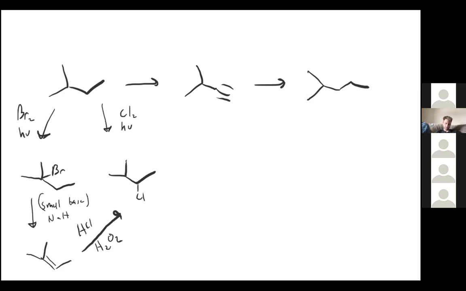Either of these would be acceptable. So having this group on this secondary position is advantageous. We can then eliminate it. We're going to want to use a large base because looking at where our alkyne is, we're going to want to form our double bond in this position. Tert-butoxide tends to be our go-to large base. Like so. So now we have a double bond.